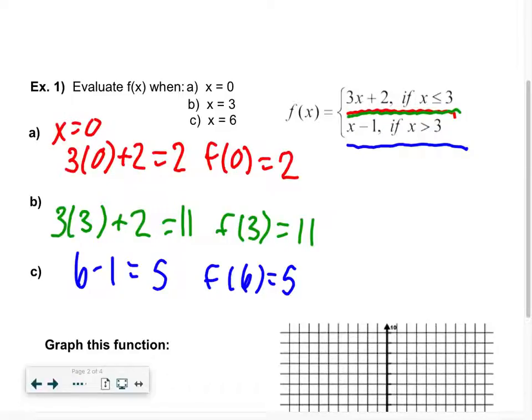Okay, how are we doing so far? How do you know if it's on the top or bottom? So whatever I'm plugging in for x, if it's less than or equal to 3, I use the top one. If it's bigger than 3, I use the bottom one. So I always go over to the x part to figure out which equation I'm in.